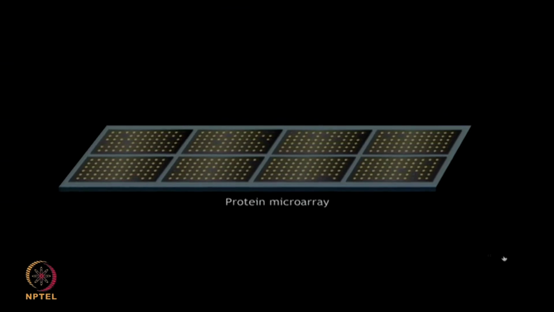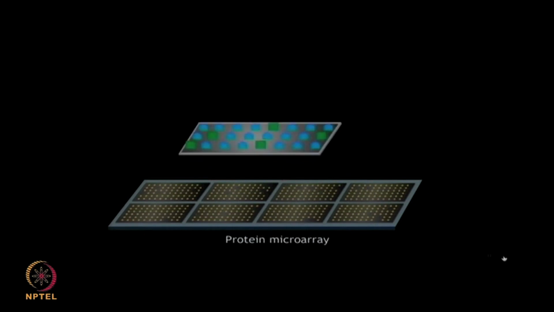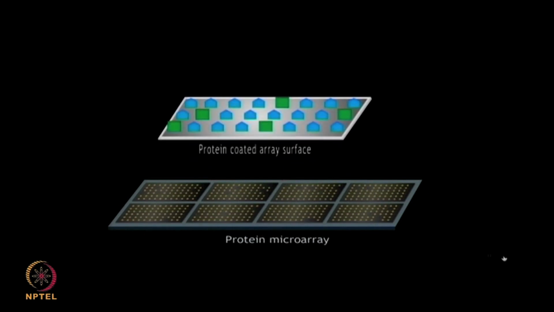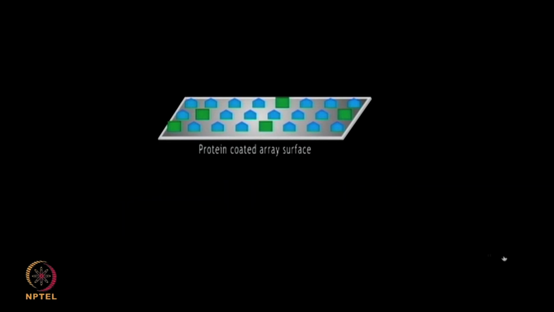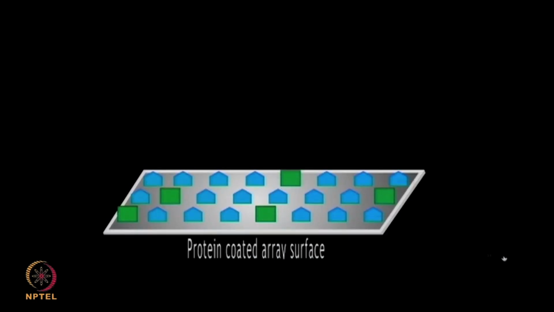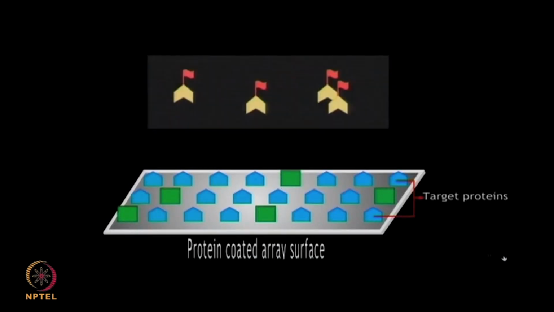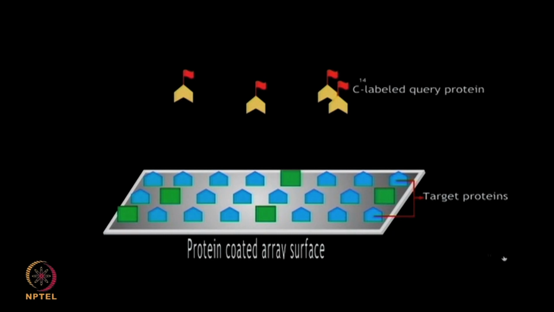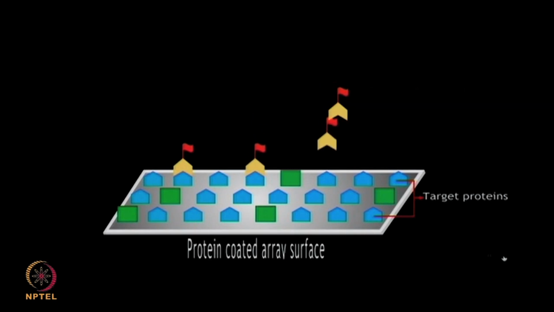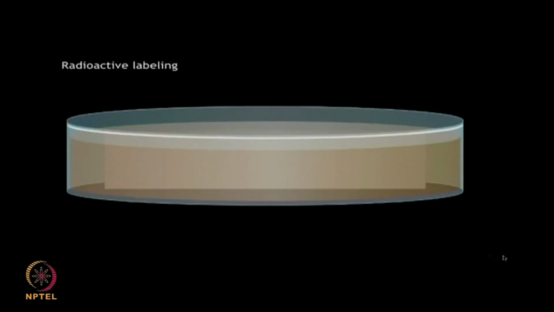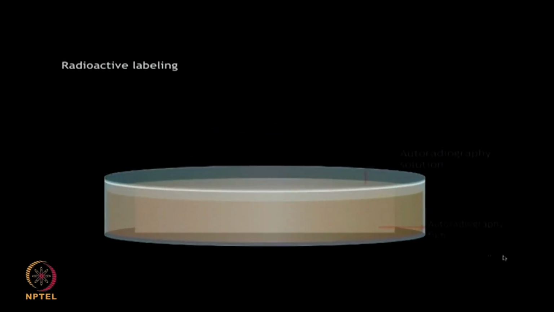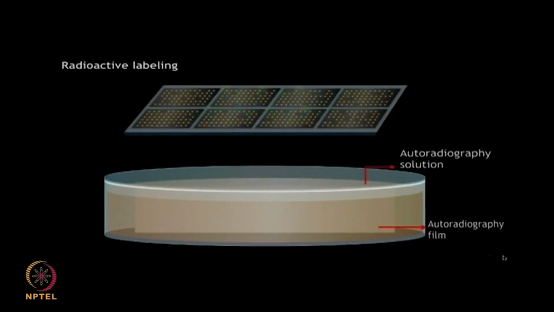The array surface is coated with the protein mixture containing the target protein of interest. A suitable radiolabeled query protein that can specifically interact with the protein of interest is used to probe the array surface. Once binding has occurred, the excess unbound query protein is washed off the surface. The washed array surface is then developed in an autoradiography solution.